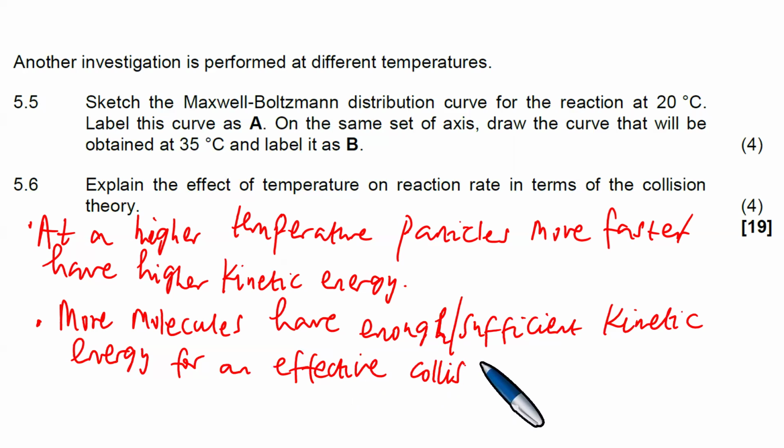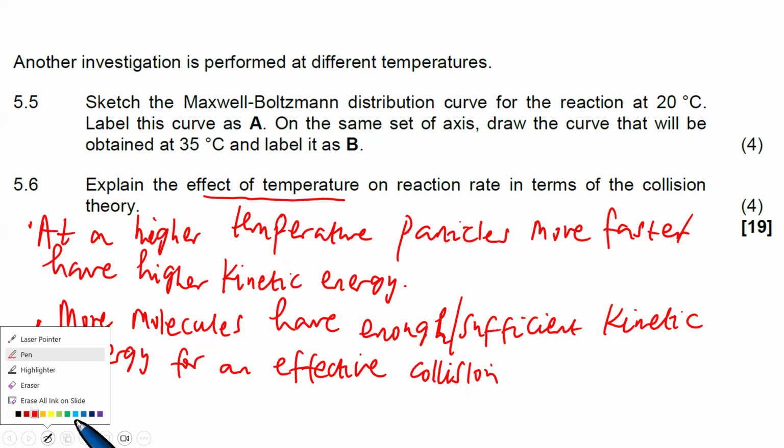Okay, let's look at this. At a higher temperature, particles move faster or have a higher kinetic energy. Okay, that's what we said already to explain the difference in the two graphs. But more molecules have enough or sufficient kinetic energy for an effective collision. So we explained the effect of temperature on reaction rate in terms of the collision theory. So these are the two points. And now you'll be getting marks like this.